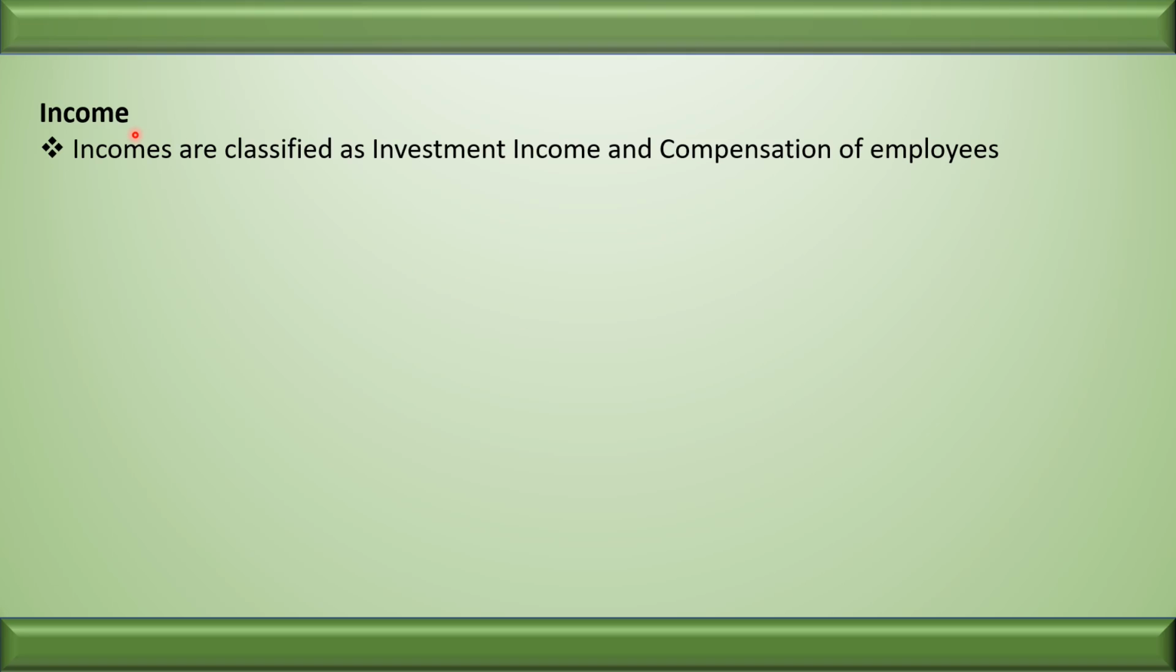So if we have to classify the income, we can say income can be classified into two. That is income from the investment, and the income related with the compensation of employees. Let us see the investment income. Investment income includes interest, dividends, etc. It is the outcome of the investment that we get.